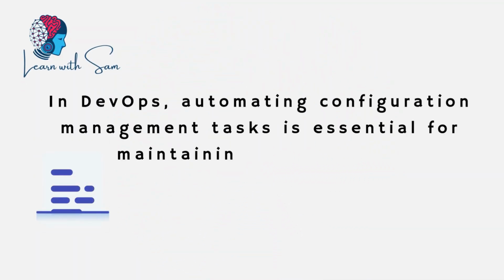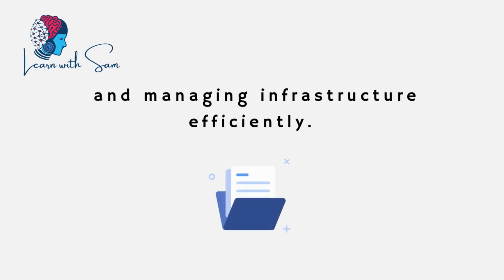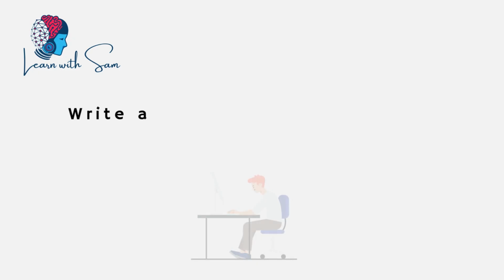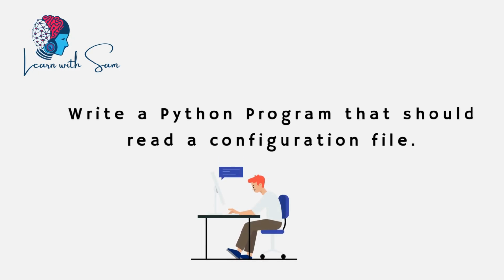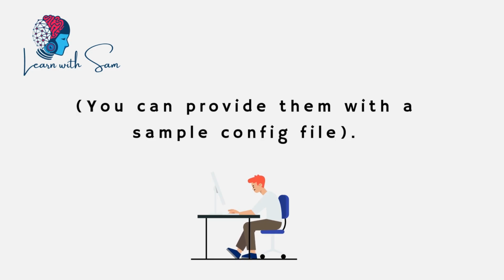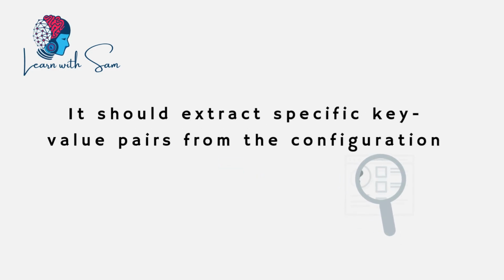In DevOps, automating configuration management tasks is essential for maintaining consistency and managing infrastructure efficiently. Write a Python program that should read a configuration file. You can provide them with a sample config file. It should extract specific key-value pairs from the configuration file.